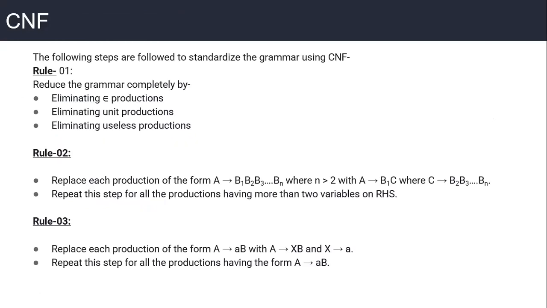First of all, we have a grammar in CFG, context-free grammar, and first we have to simplify the grammar. There are certain rules to simplify a context-free grammar into a simplified grammar. The first rule is to eliminate epsilon production. The second rule is eliminating unit production. The third rule is removing useless symbols or useless productions.